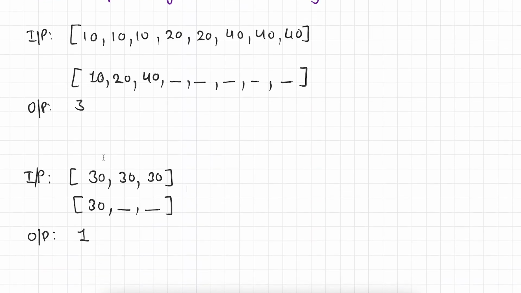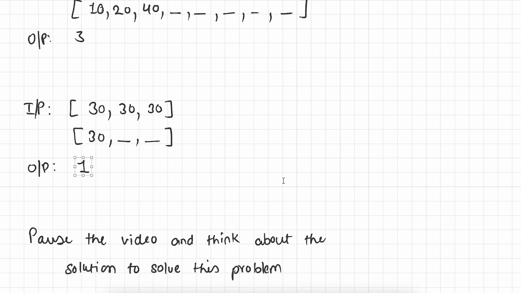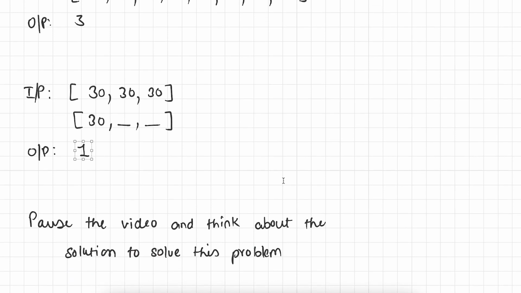And here you can see we have 3 elements and all are the same. It means we have one distinct element and 2 elements are copies of that element. So in this case, we just bring the distinct element to the beginning and return the count of distinct elements. That's it. So I hope now you have a clear understanding of this problem. So let's pause the video and think about the solution to solve this problem.